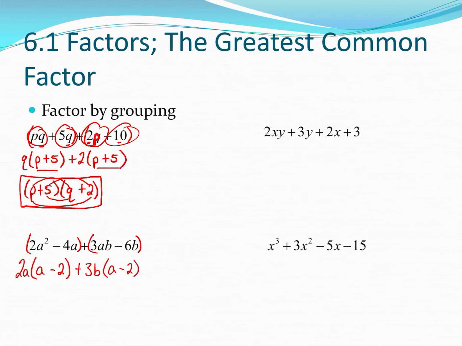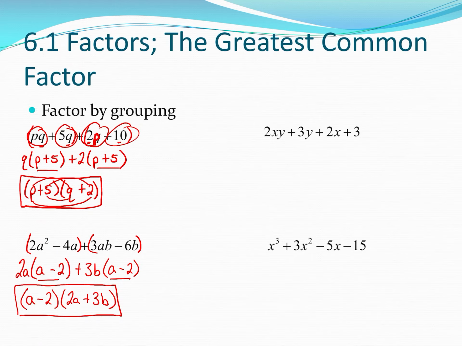Well, again, now we get to this point where we have this a minus 2 that these 2 binomials have in common. So that's our common factor. We'll bring a minus 2 to the front. And what's left when we take it out is 2a plus 3b. And again, that's all there is to that once you have your terms grouped in the right order. If you have questions about that, let me know.